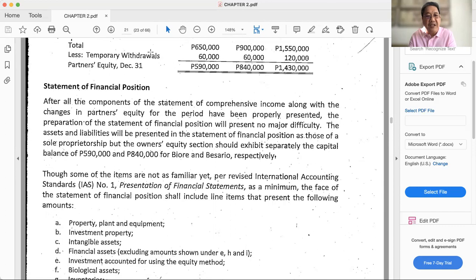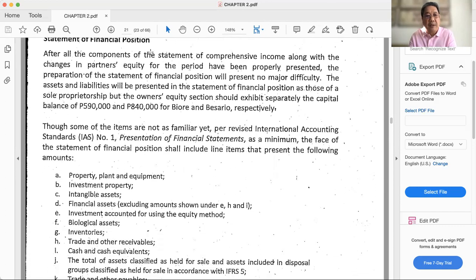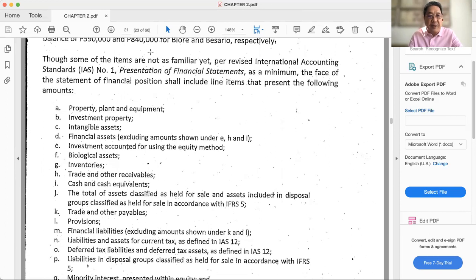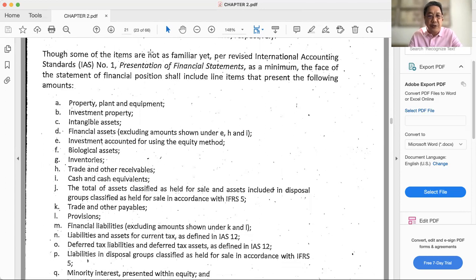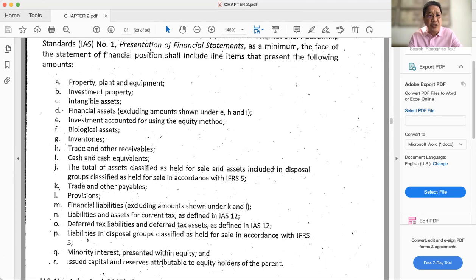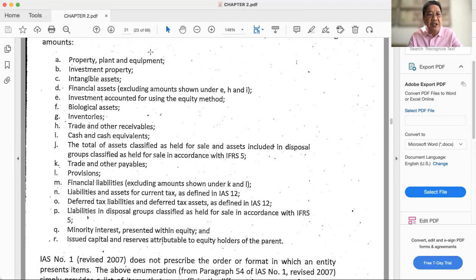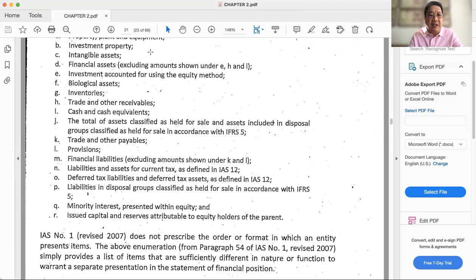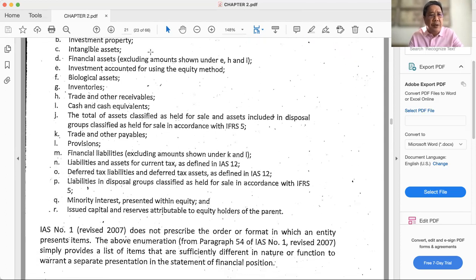The statement of financial position, yan yung balance sheet. It includes, among others, property, plant, equipment, investment property, intangible assets, financial assets, investments accounted for using the equity method, biological assets, inventories, trade and other receivables, cash and cash equivalent. Ano ba yung trade and other receivables?